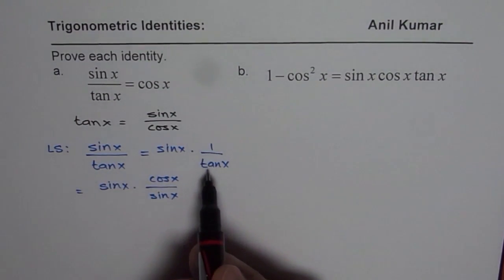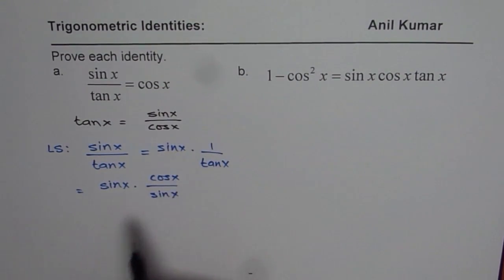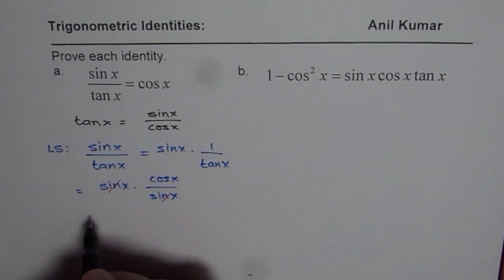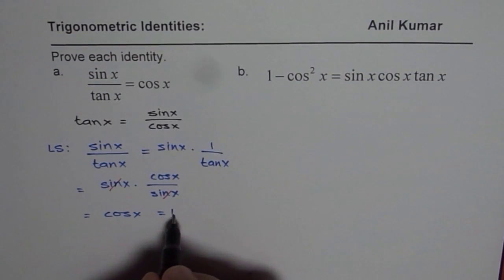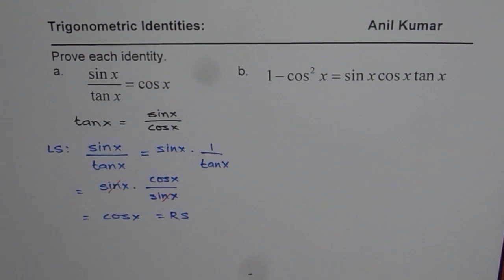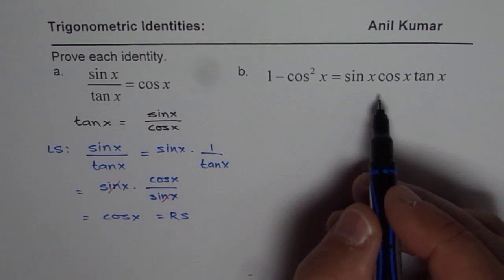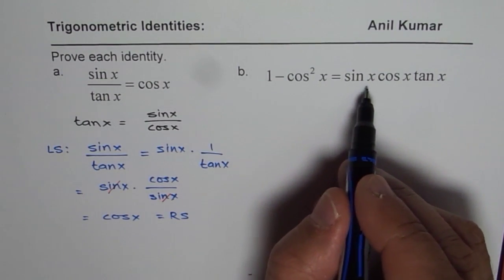So 1 over tan x should be written as cos x over sine x, or you could write sine first and then cos. Now you can simplify and you get this as equals to cosine x, which is equals to the right side. So once you prove left side is right side, both are equal, that means the identity has been proven. Now let's do the second one, which is 1 minus cos square x equals sine x cosine x tan x.